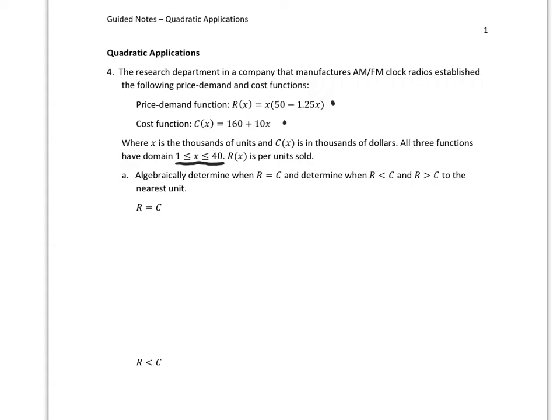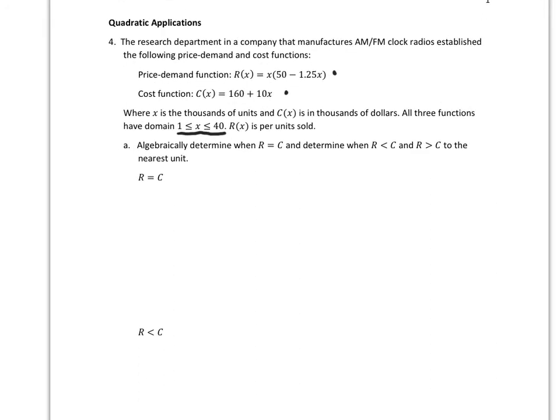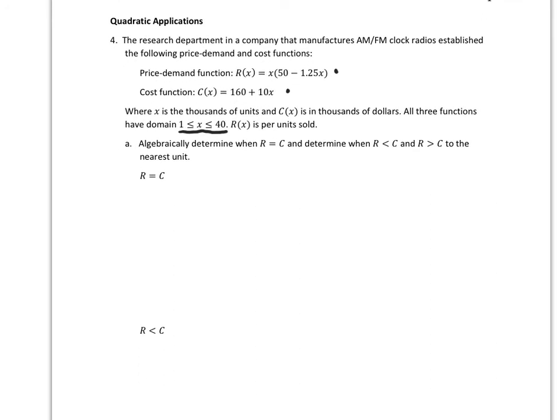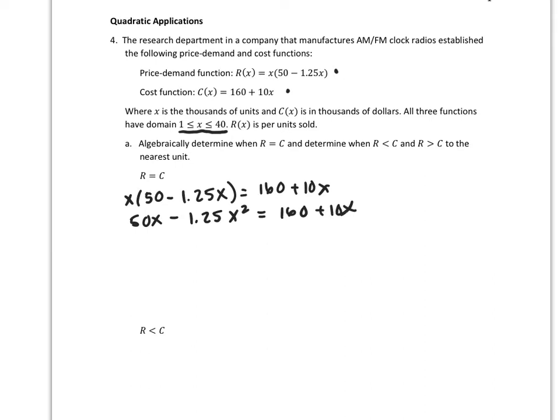Okay, that's this first part. Revenue equals cost, revenue equals cost. That's going to be x(50 minus 1.25x) equals 160 plus 10x. So that's 50x minus 1.25x squared. 50x minus 1.25x squared equals 160 plus 10x.